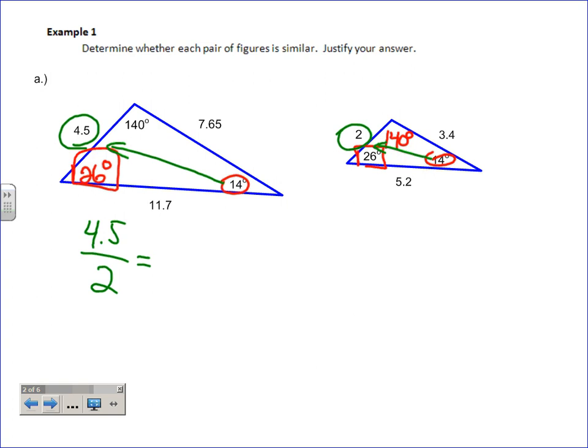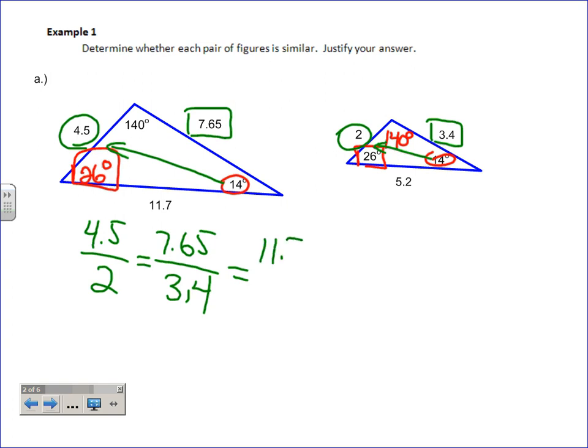And so that better equal, well, here's 7.65. Notice how I went back to the one I started with. I'm following the same pattern every time. You can't just jump around when you do this. I went from 4.5 to 2. Now I'm going to go 7.65 to 3.4. Very good. That would be the corresponding right there. And then what we would have to do is make sure that 11.7 to 5.2 is the exact same thing.